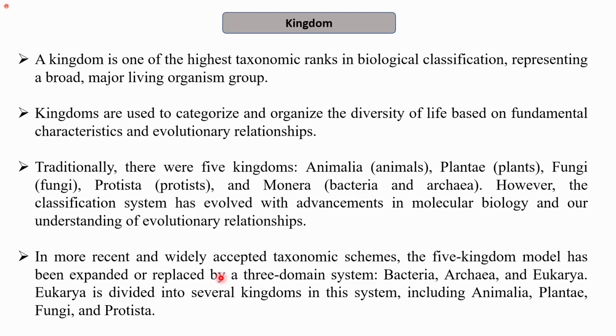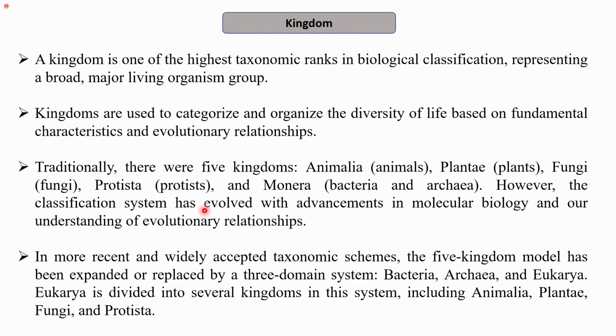The domains include Archaea and Eukarya, and Eukarya is further divided into several kingdoms like Animalia, Plantae, Fungi, and Protista. Earlier we had Animalia, Plantae, Fungi, and Protista, but now Monera itself is divided into two other domains, which are Archaebacteria and Bacteria. And all the others have been put under the domain Eukarya, which is the eukaryotes. That includes Animalia, Plantae, Fungi, and Protista. So this was at the kingdom level.